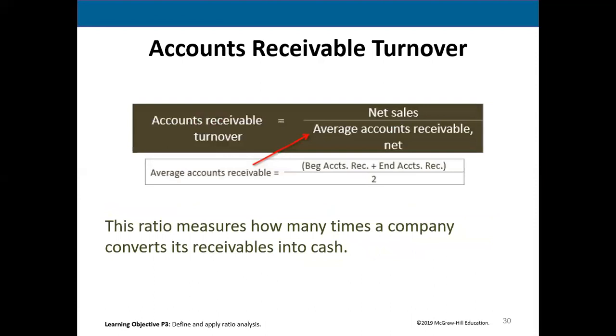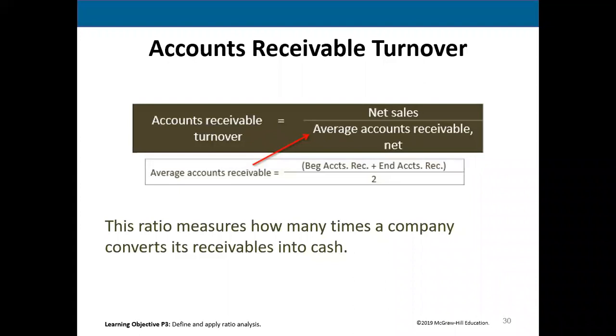Accounts receivable turnover. So the current ratio and acid test ratio measure how well the company could pay their current liabilities with current assets. We call that liquidity. How liquid is the company? If they could pay their current liabilities with their current assets and they're in line with the industry, then they are considered to be liquid.